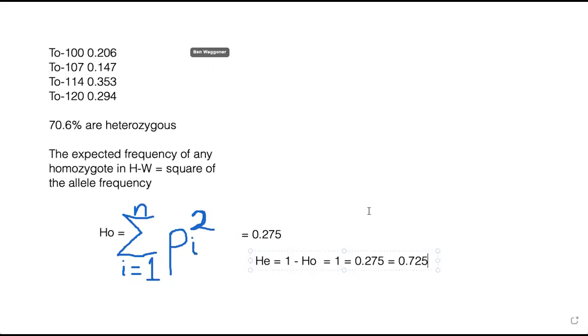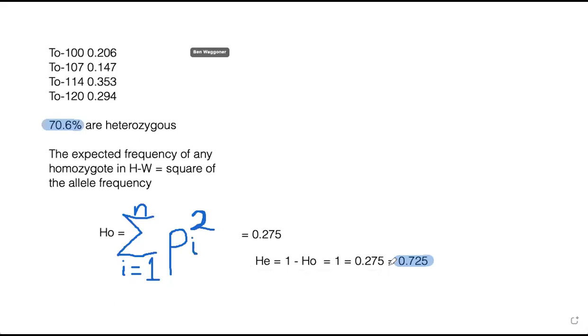So the expected frequency of heterozygotes, if we're in Hardy-Weinberg, is 0.725. The actual frequency is 0.706 or 70.6%. So that's our expected if we're in Hardy-Weinberg, and that's our observed. That's not enough to do a chi-square test on. Going further than that would require access to some raw data that I didn't happen to have when writing the question, but that's basically how you solve questions like that.